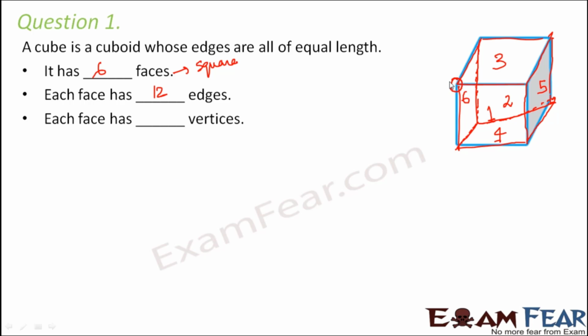And how many vertices? How many points are there where the edges meet? 1, 2, 3, 4, 5, 6, 7 and 8. So there are 8 vertices.